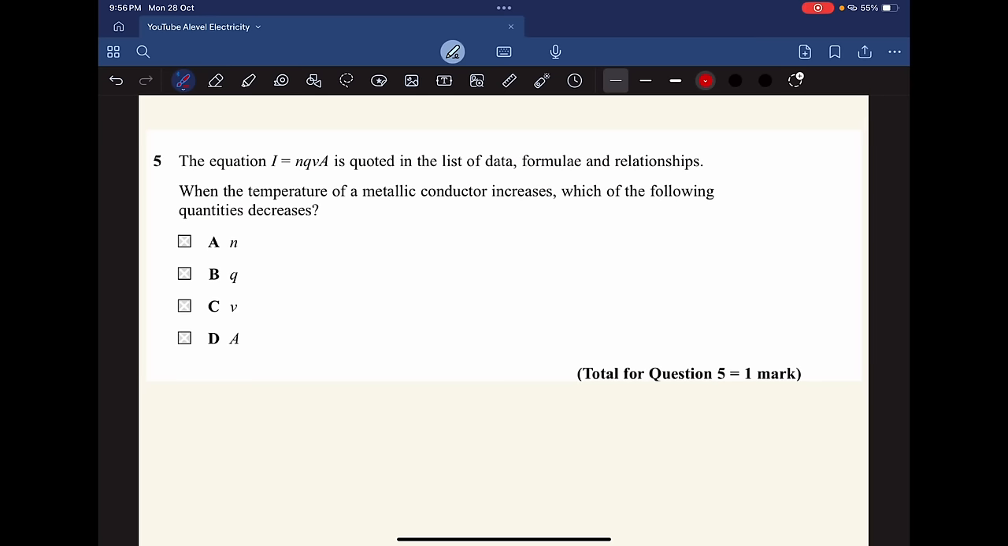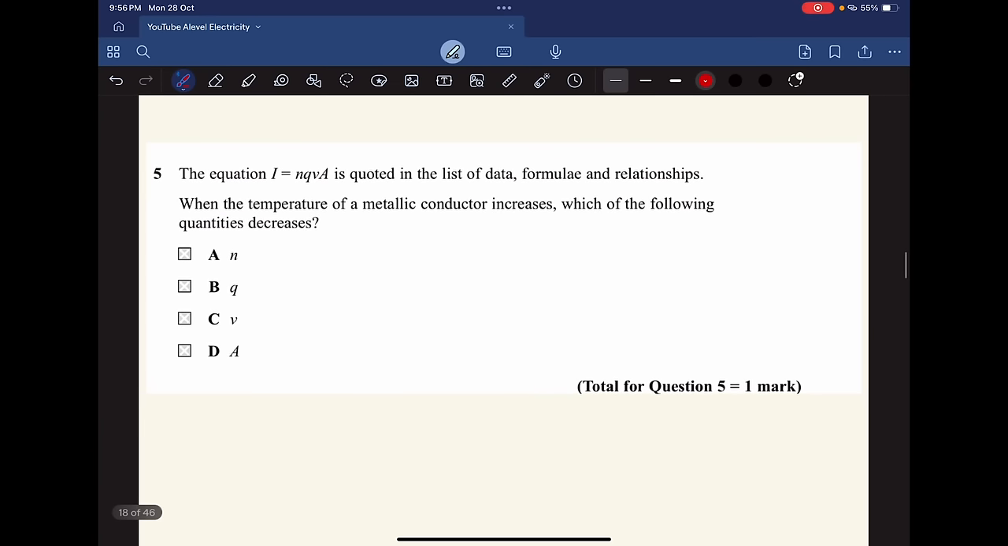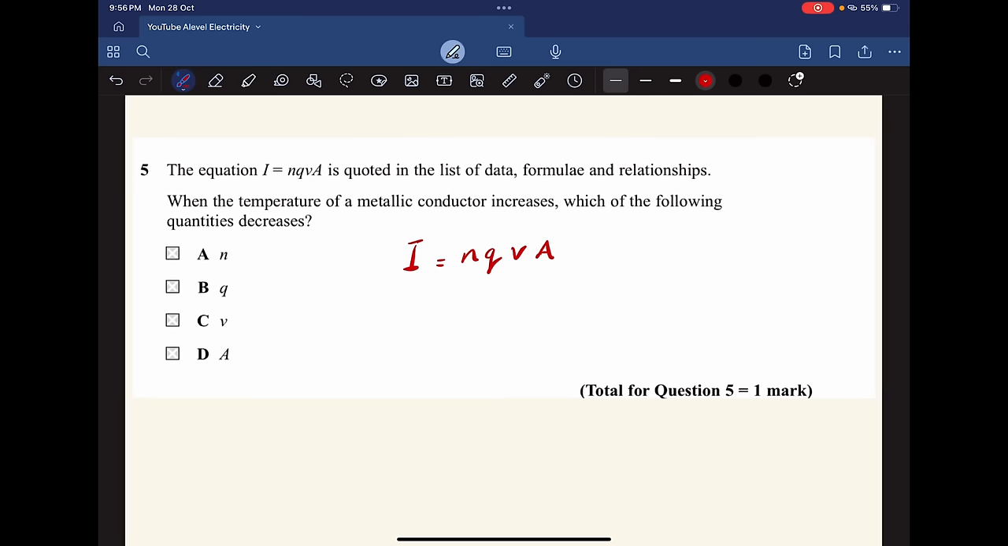In question 5, there is one lovely formula, which is I equals nqvA. In this relationship, there is a link between the electric current I and n, q, v and A. The examiner is informing the students that the temperature of a metallic conductor increases. When the temperature increases, one thing is really important: the resistance of this metallic conductor increases as well.